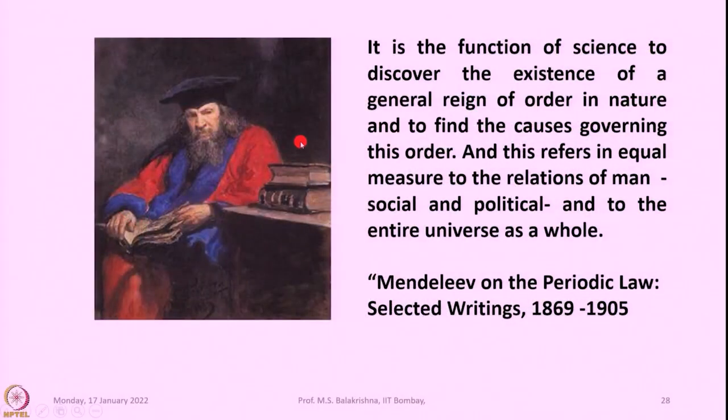So, what Dmitri Mendeleev concluded was, it is the function of science to discover the existence of a general reign of order in nature and to find the causes governing this order. And this refers in equal measure to the relations of man, social and political, and to the entire universe as a whole. Let me stop lecture one today and continue the remaining aspects of the periodic table in my next lecture.